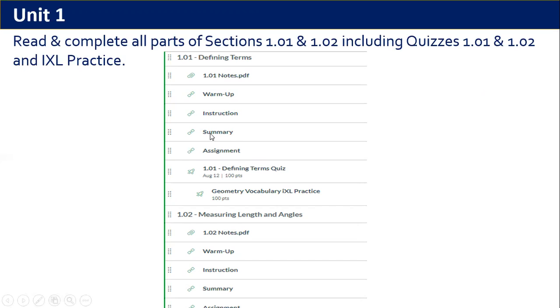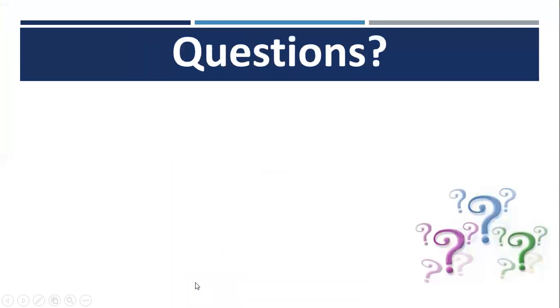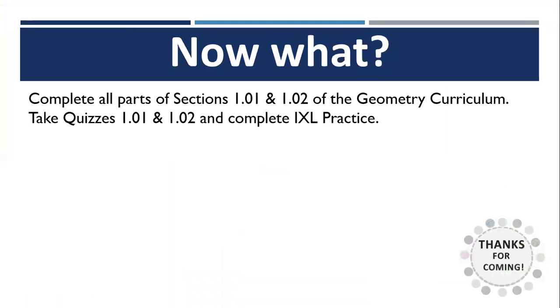And then you'll have a summary. Your assignment just asks some questions. You really want to answer those questions before you take your quiz, and then you have your IXL practice. Same for section 102. All right, and that'll do it. Make sure you complete all parts of section 101 and 102, take quizzes 101 and 102, and complete your IXL practice. That's it for today.